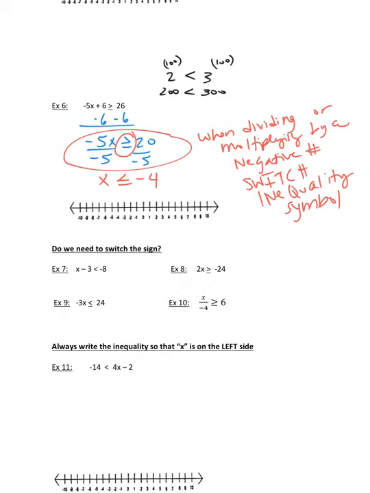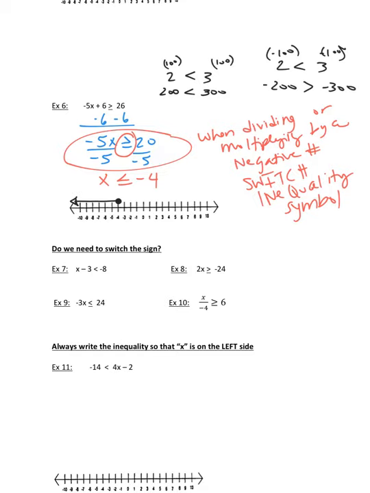When you multiply by a negative, 2 is less than 3. If I multiply by negative 100, the relationship flips. Negative 200 is bigger than negative 300. And that's why we flip the inequality symbol whenever we multiply or divide by a negative. So going back to our example 6, x is less than or equal to negative 4 is either equal to negative 4, so I put a colored in circle, or less, meaning to the left.